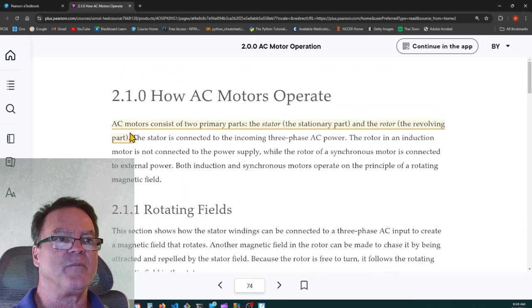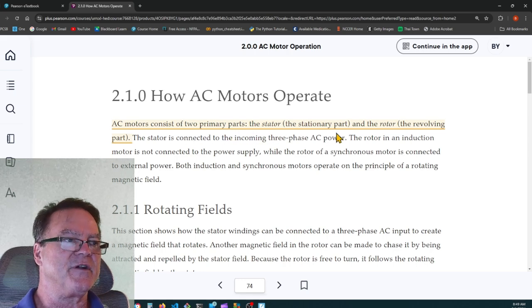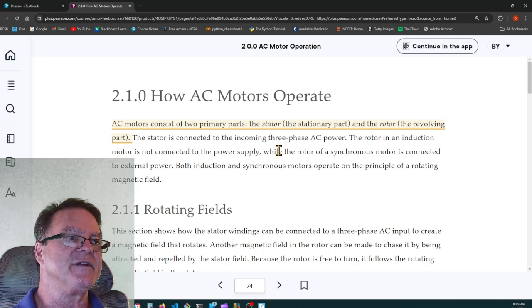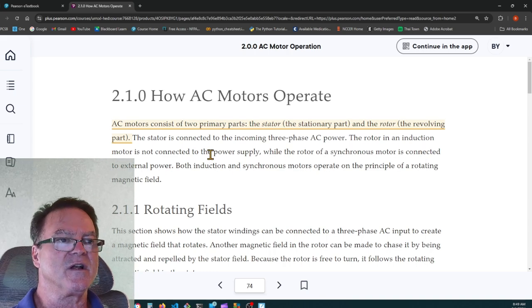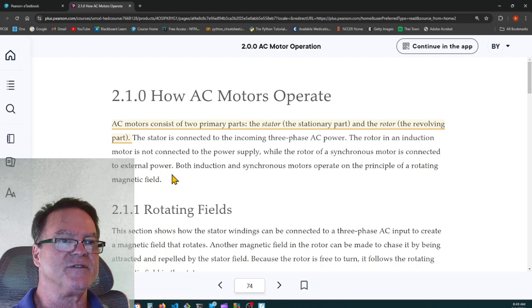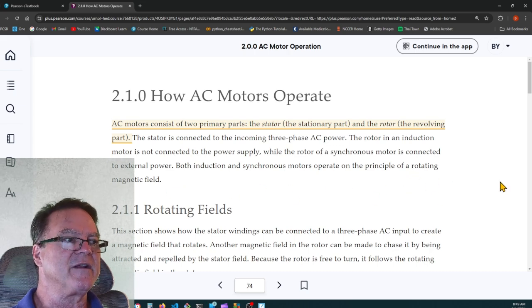How AC motors operate. AC motors consist of two primary parts, the stator, stationary part, and the rotor, the revolving part. The stator is connected to the incoming three-phase AC power. The rotor of an induction motor is not connected to the power supply, while the rotor of a synchronous motor is connected to the external power. Both induction and synchronous motors operate on the principle of rotating magnetic field.